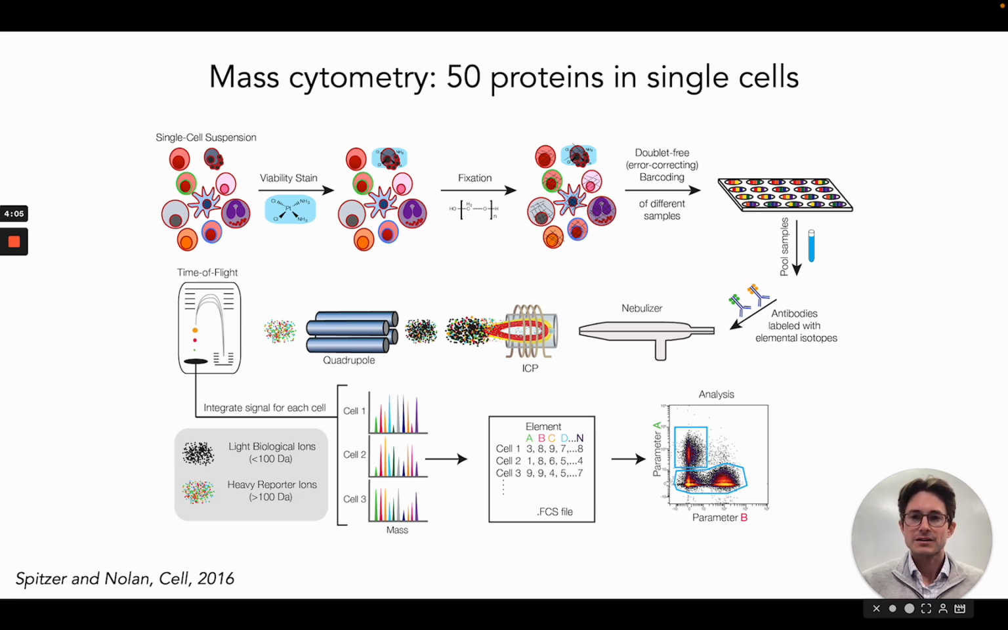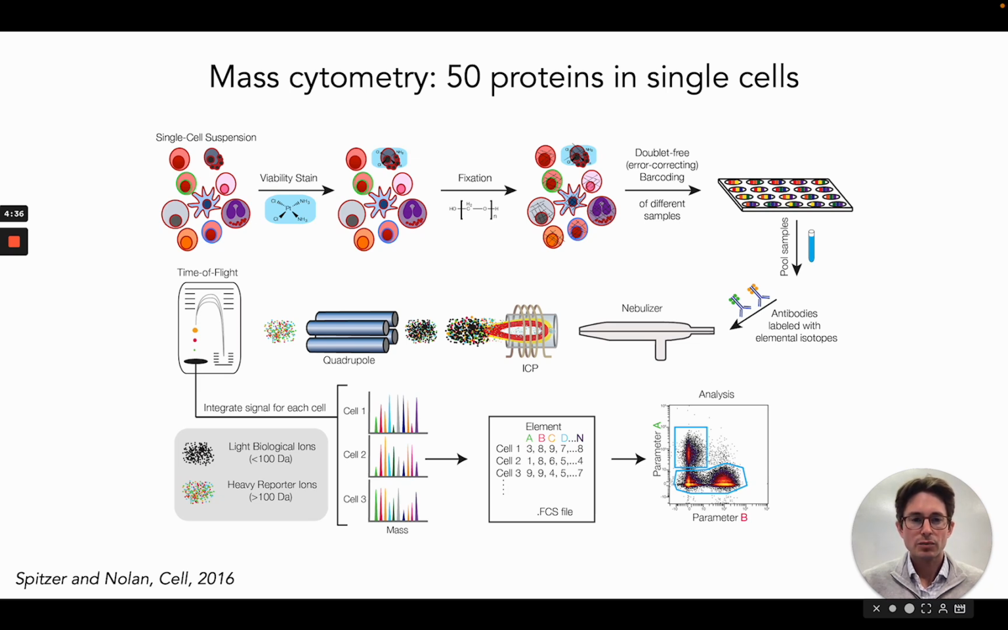We start with a single cell suspension, we can exclude dead cells from our analysis using a viability stain, and we can multiplex samples together by attaching barcodes to each individual cell that allow us to delineate which sample a cell came from. So we can pool many samples together, stain them with antibodies conjugated to heavy metal isotopes. Each antibody is tagged with a different metal isotope that has a unique molecular weight. And then we can analyze those cells one at a time.